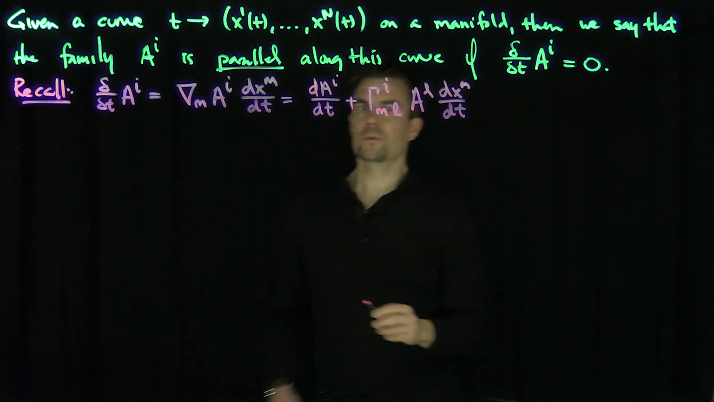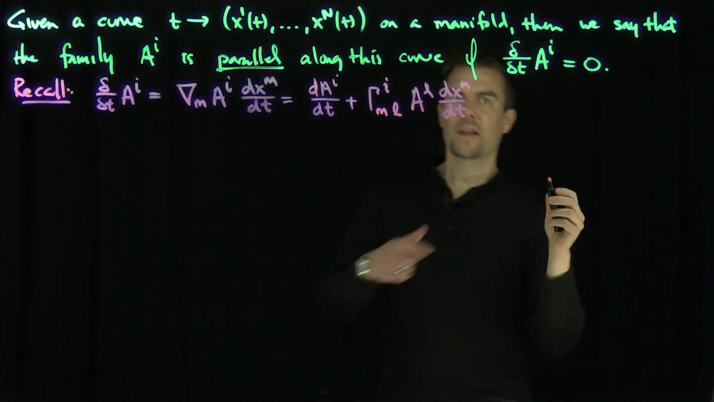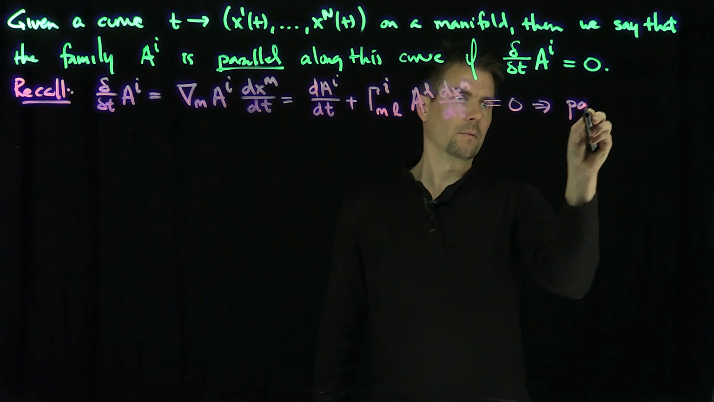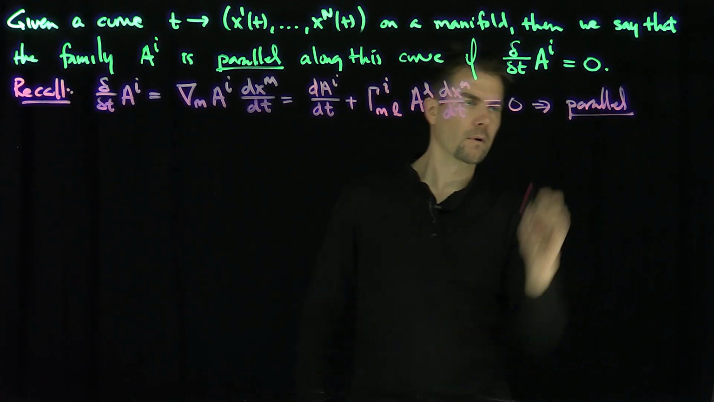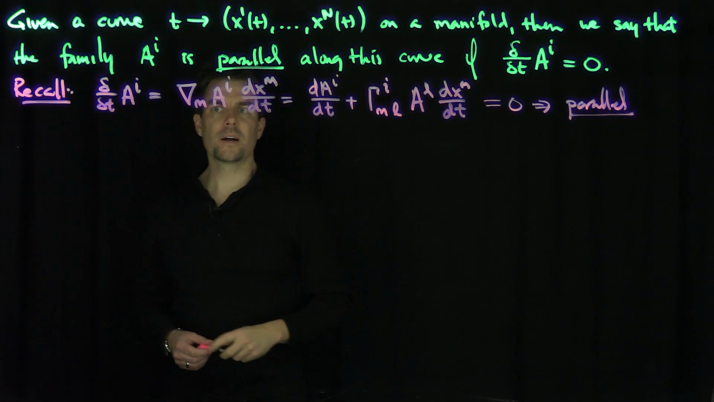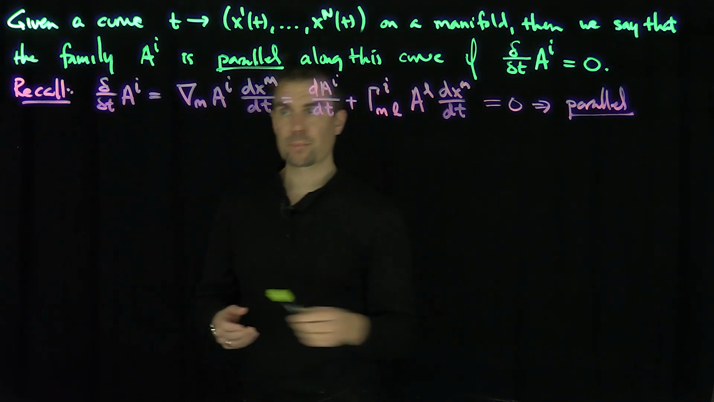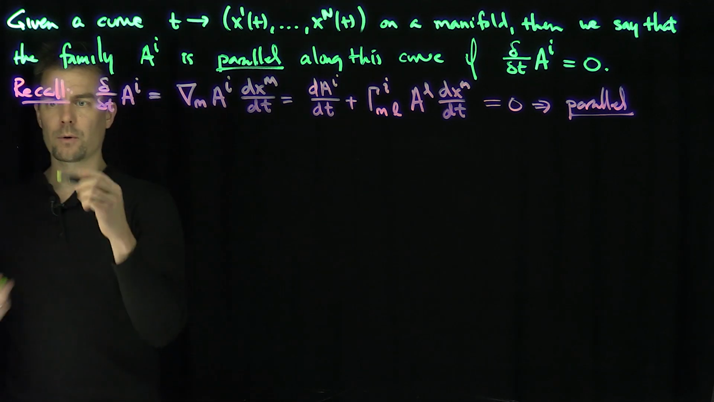So in other words, if this expression vanishes, then we say it's parallel: equals 0 implies parallel to the curve. The same thing is true for contravariant vectors if we have a minus sign here. So what are some of the basic properties of these things? Here's a proposition.